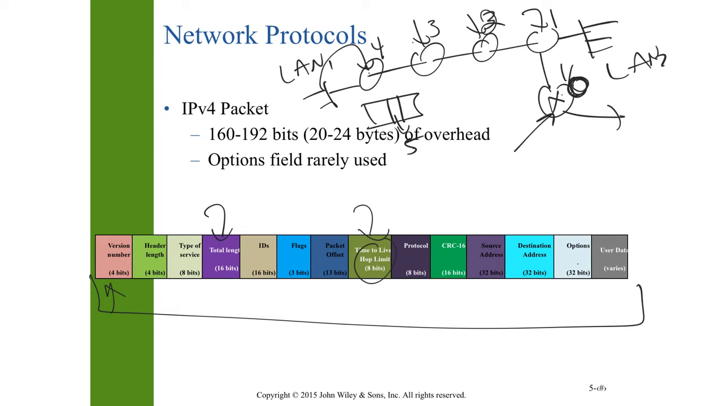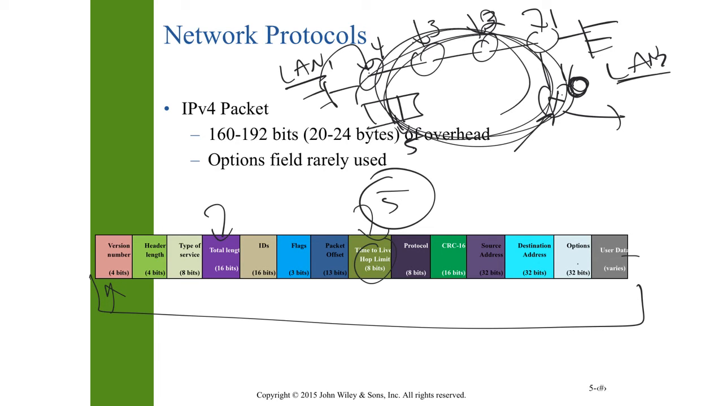We use that to make sure that a frame does not stay on the network indefinitely. So if LAN 1 sends a message to LAN 2 and it does not receive it within 5 hops, then the last router will drain the message out. It will take it off of the network. This way, the packet does not continue to flood the network.